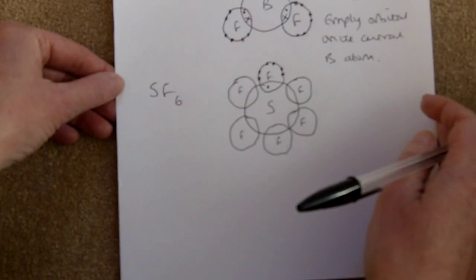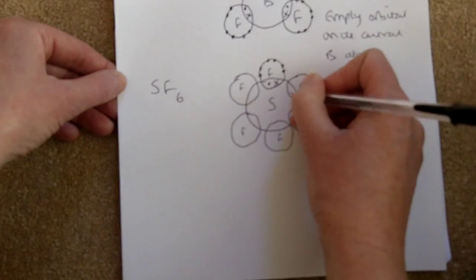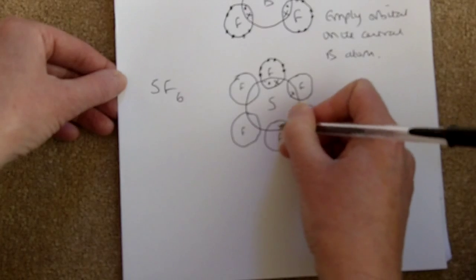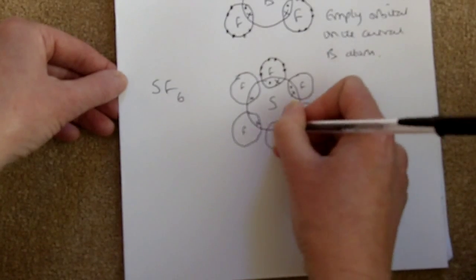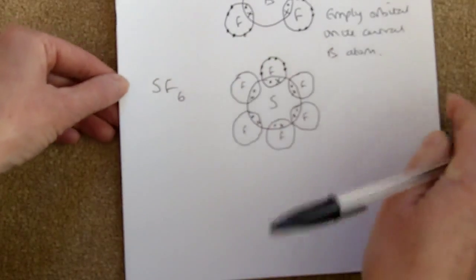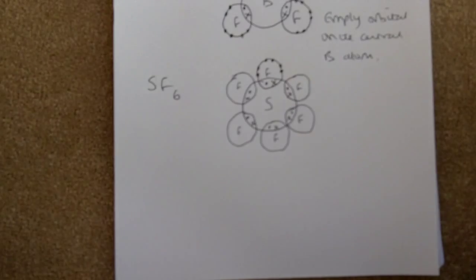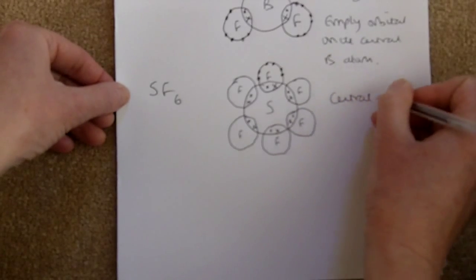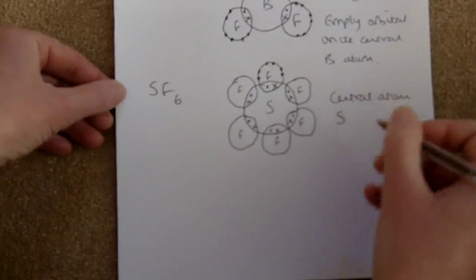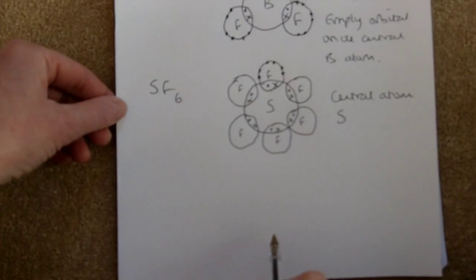Sulfur is in group 6, so has 6 outer electrons. 1, 2, 3, 4, 5, 6. And the dots. And fluorine, you need to draw the fluorine electrons, but I'm just doing it quickly. So what do we notice about sulfur? The central atom, sulfur. It's called the central atom because it's in the middle. Sulfur has got 2, 4, 6, 8, 10, 12 electrons.